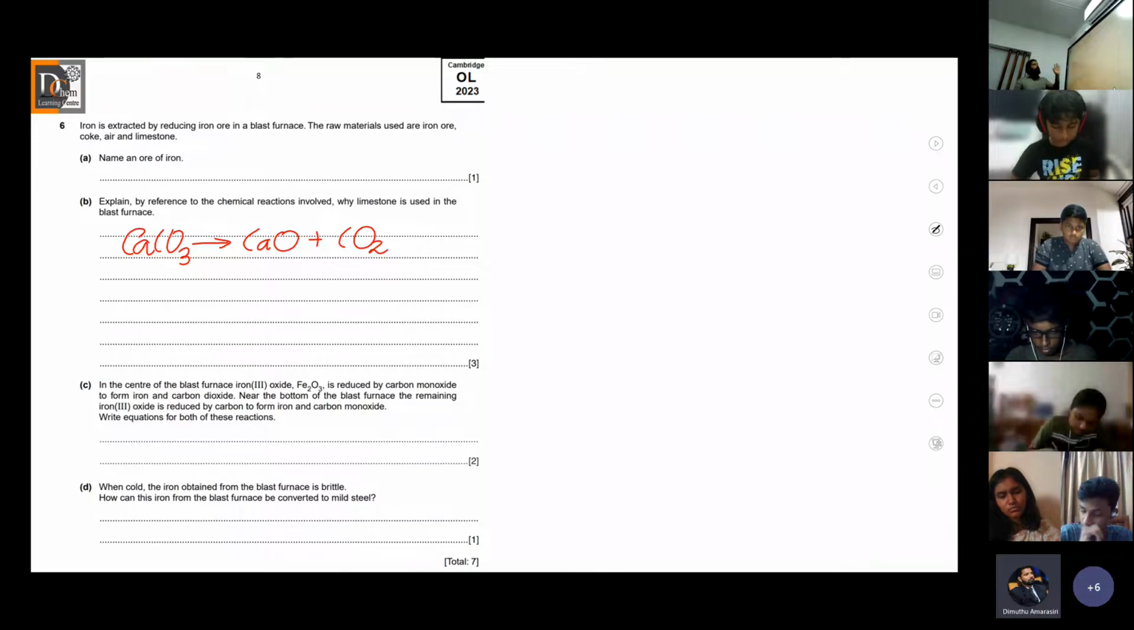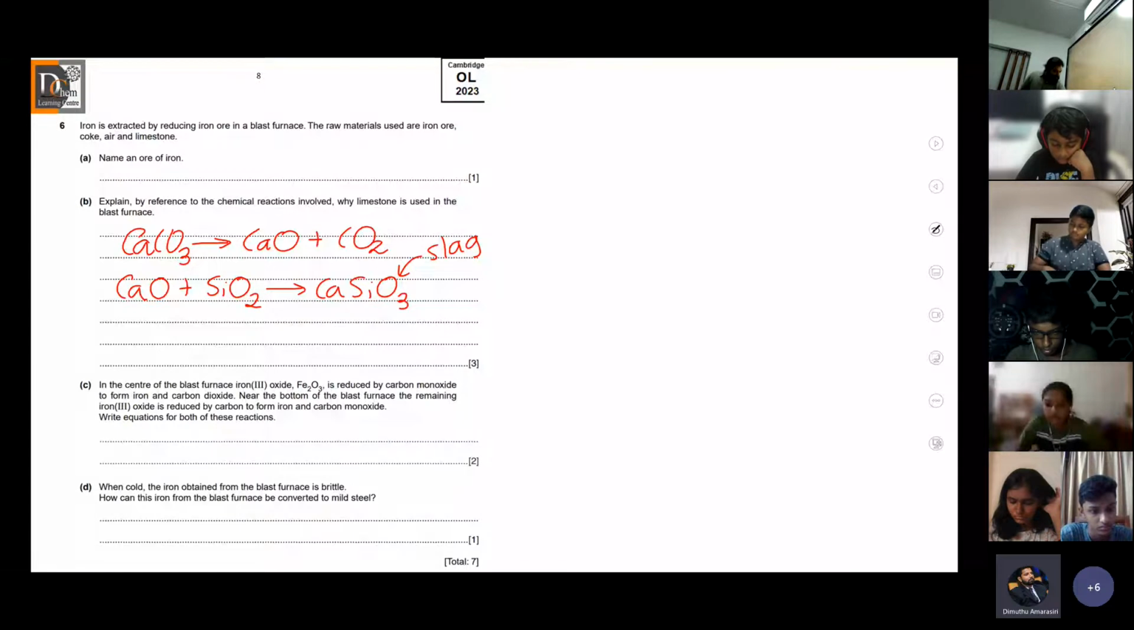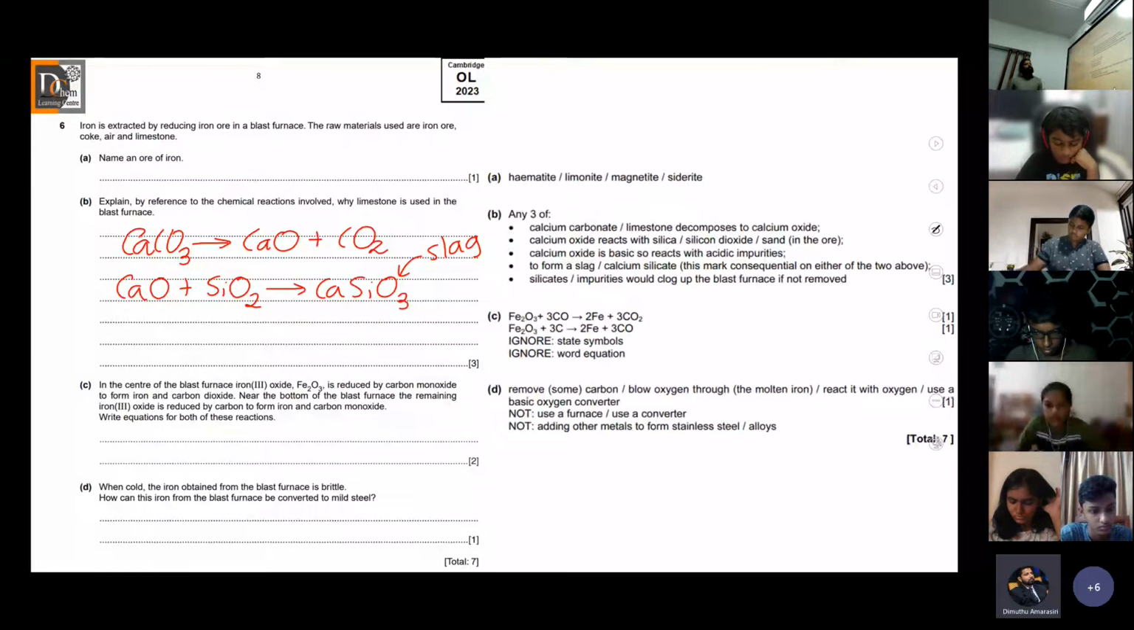Chemical reaction. Why limestone is used, so you have to start with what? Calcium carbonate. And this calcium oxide is then reacting with silicon dioxide to form calcium silicate, which is known as what? Slag. Right? And this slag will float on iron at the bottom part of the blast furnace so that you can remove it. Is that clear? So let's see what sort of points they wanted you to write.